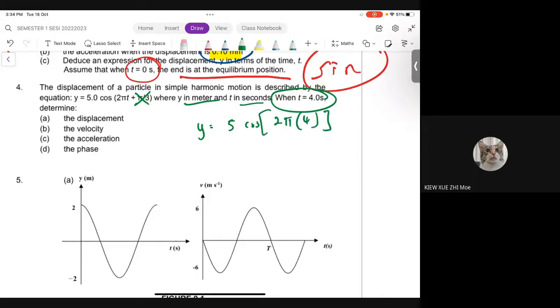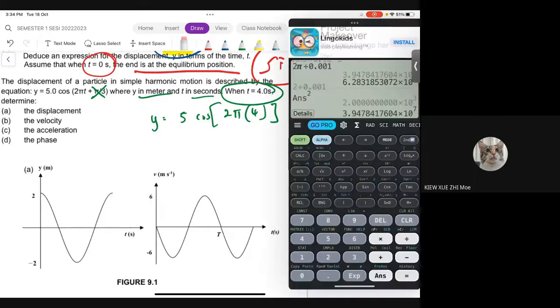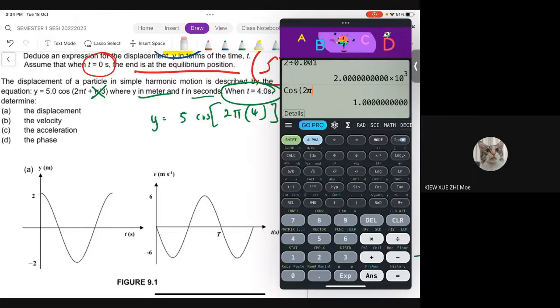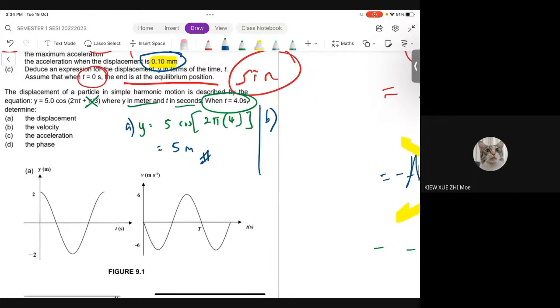Cuma be careful, ini mesti dalam unit radian. So cos 2 pi darab 4. So you dapat ni darab 5. So your answer is 5. And 5 apa? Meter. Mesti ada unit. Okay, this one is number A. Number B, jawapan dia tak sama lah dengan belakang sebab saya dah buang dia punya pi/3 tu. So your answer will be not the same.